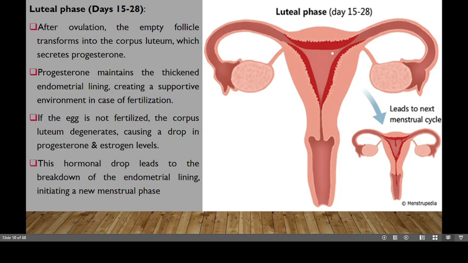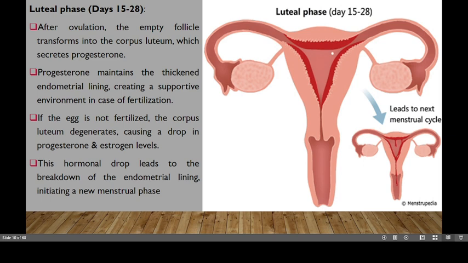Remember, the thickening of the endometrial wall was facilitated by which hormone? Estrogen. What is going to maintain it? Progesterone, right? And this will create a supportive environment in case of fertilization. Ladies and gentlemen, that's why progesterone is normally referred to as a hormone that maintains pregnancy, right?